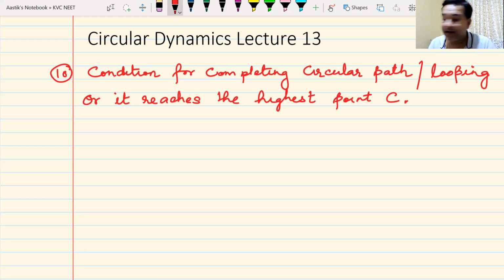Now, what you have to understand, and what I will write as a note in your notebook, is point number 10A. To understand what the condition is for completing a loop, you have to remember these points. Number 1.